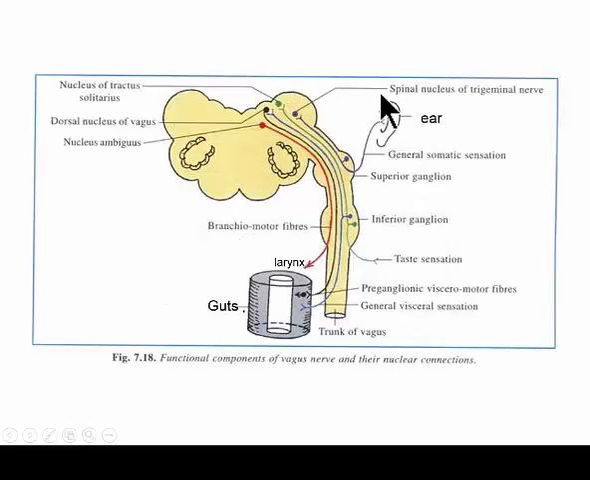What are we showing here? I dug this up, Wikipedia or something. Functional components of vagus and their nuclear connections. Well, this is kind of showing, we don't mention the superior and inferior ganglia too much here. But there are these ganglia with pseudo-unipolar cells. Here from the ear, going to spinal nucleus of 5. And then this one here from the guts, the inferior ganglion. And then taste sensations are relayed through the inferior ganglion of the vagus. Here are these guys we've talked about already.